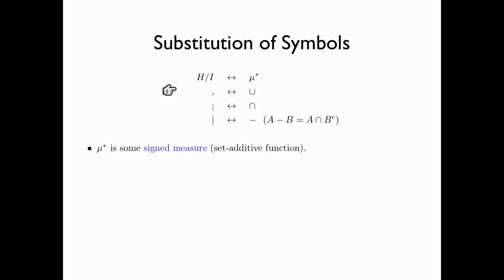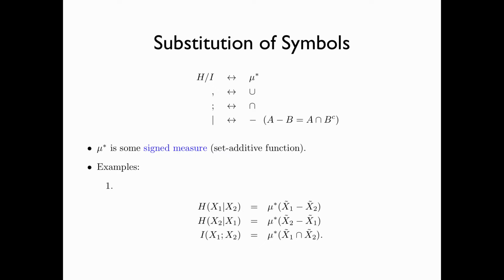The comma in information theory corresponds to the union in set theory. The semicolon in information theory corresponds to the intersection in set theory. The conditioning bar in information theory corresponds to set minus in set theory, that is, A minus B is equal to A intersect B complement.